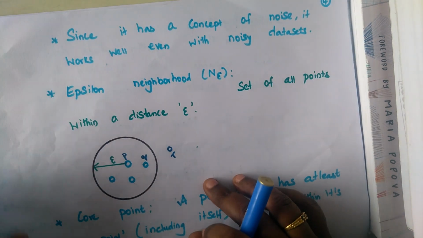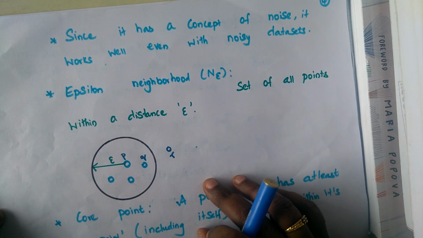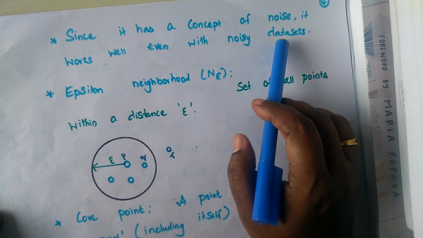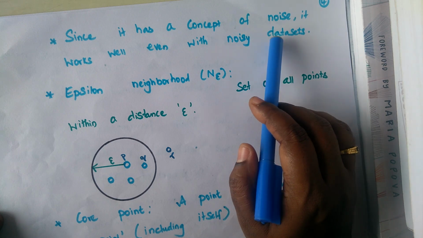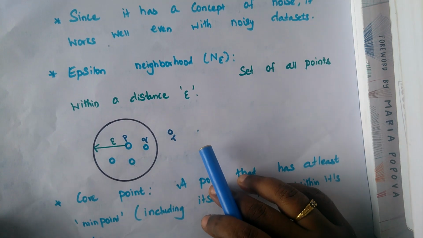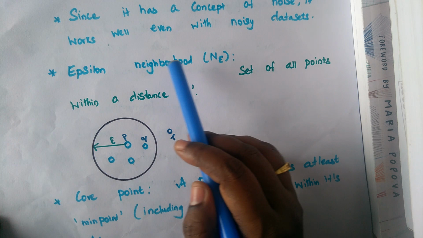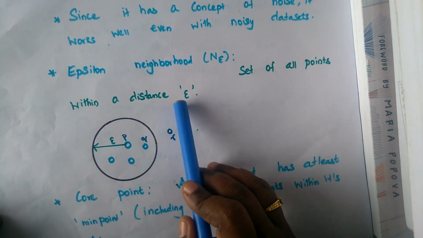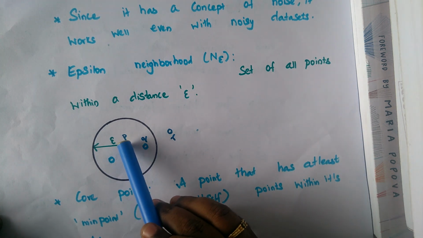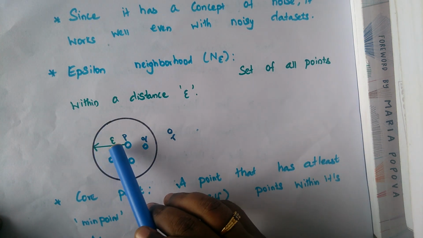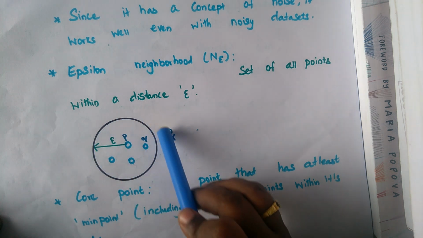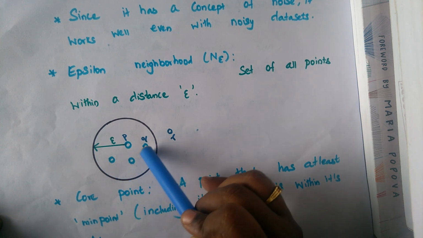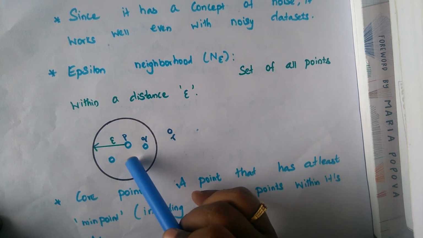Since the name of the algorithm is density-based spatial clustering of applications with noise, it can handle noisy datasets very well, and we are going to see how this can be done shortly in this video. We also need to understand a few other terminologies, like epsilon neighborhood. The epsilon neighborhood, N epsilon, is the set of all points within a distance epsilon. Let's take a point P and draw a circle with a radius of epsilon. This is the epsilon neighborhood, and these points fall into this epsilon neighborhood.